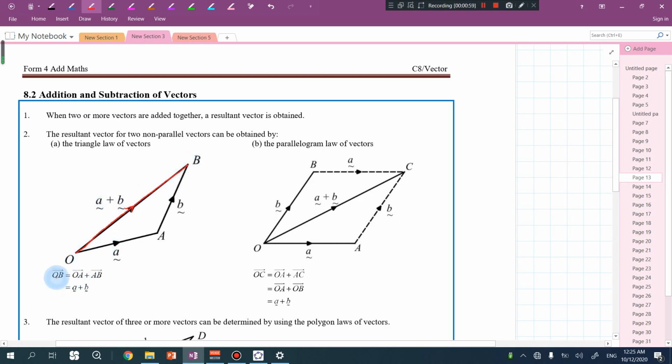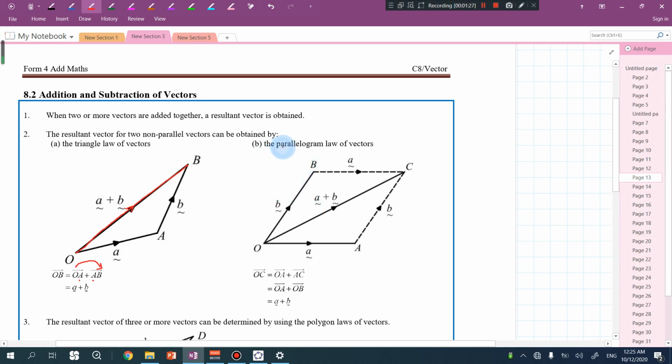So look at this one. OB equals OA plus AB. This is a common point. OA plus AB, you will get OB. Sometimes the diagram might be drawn differently for you. For example, this: draw A over here and B over here. How do we get the resultant vector of A and B? You can use this parallelogram law or you can use the triangle law also. You will get exactly the same answer.